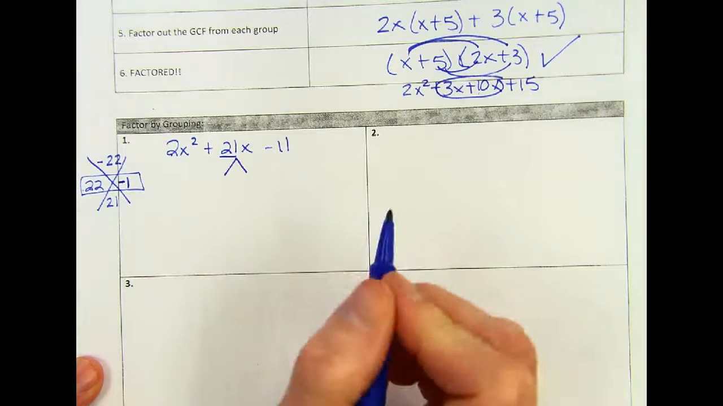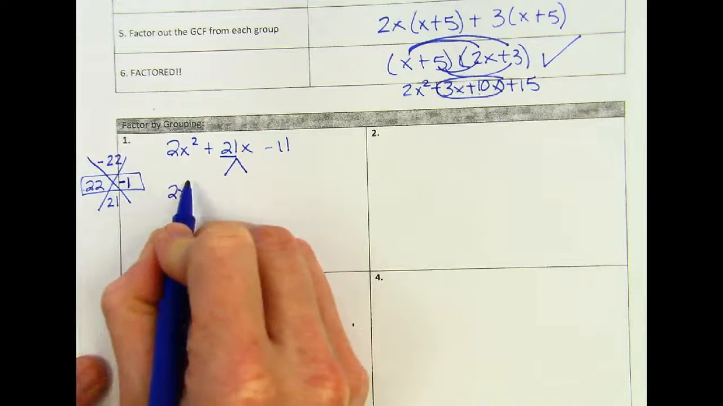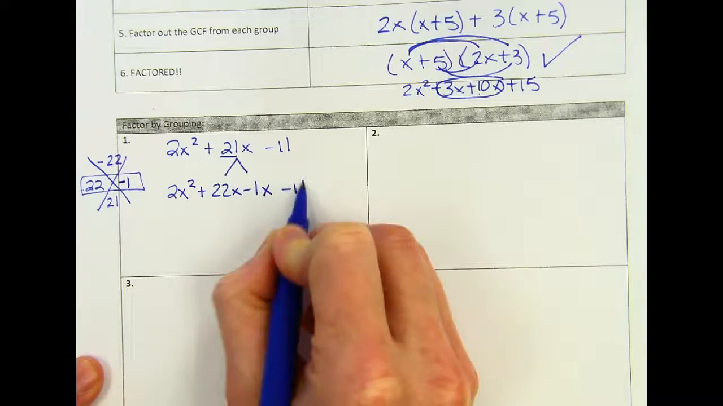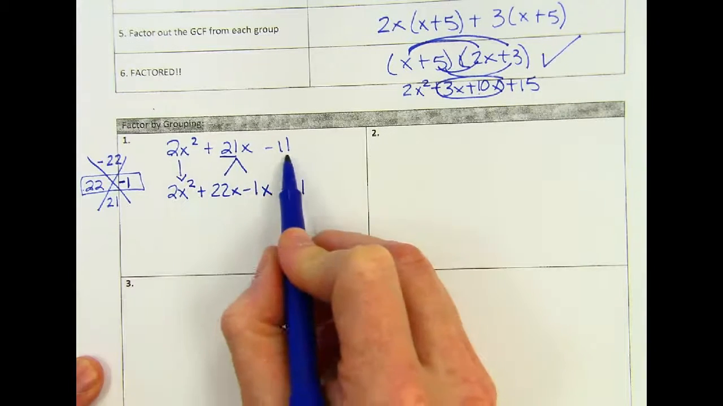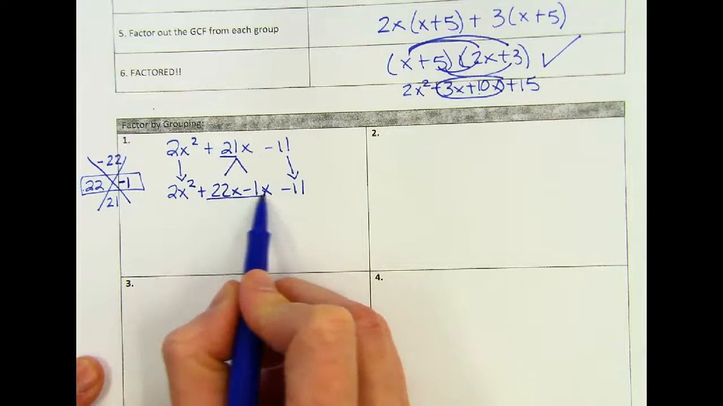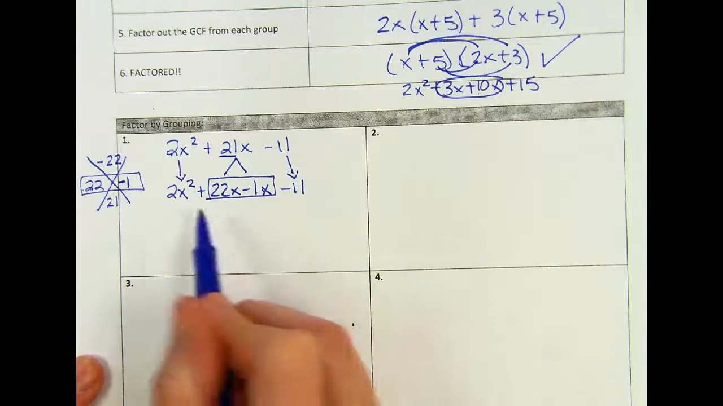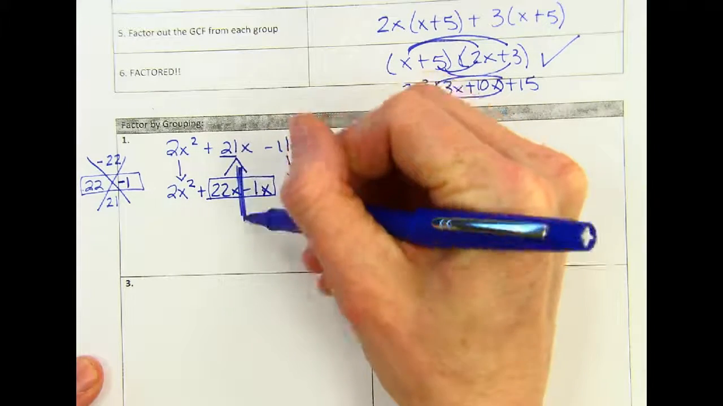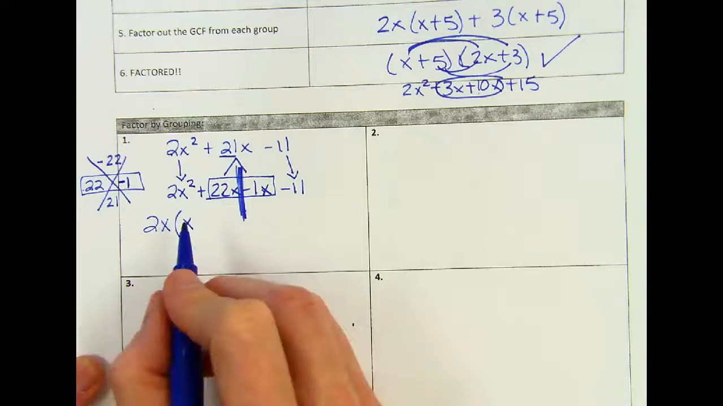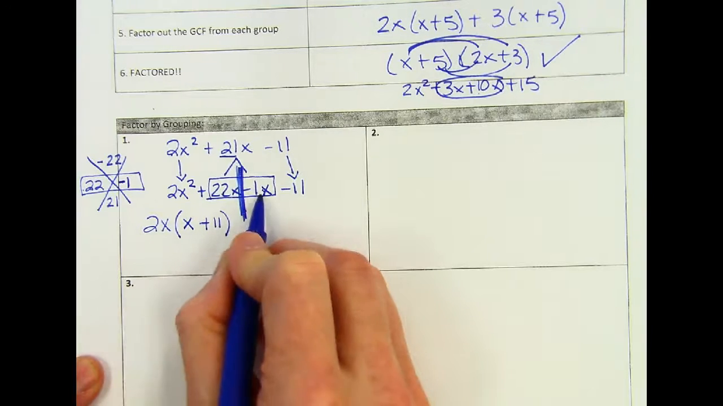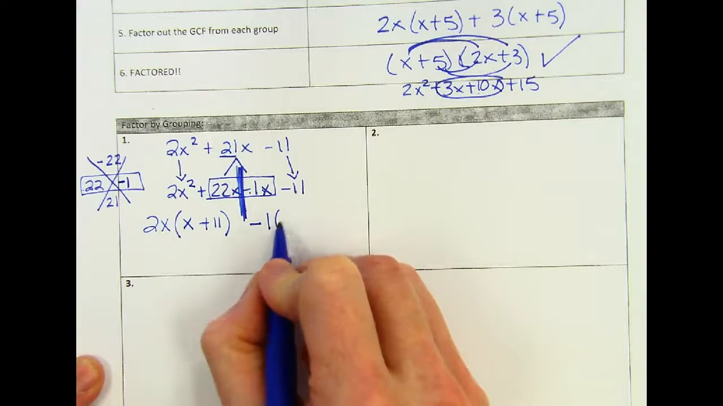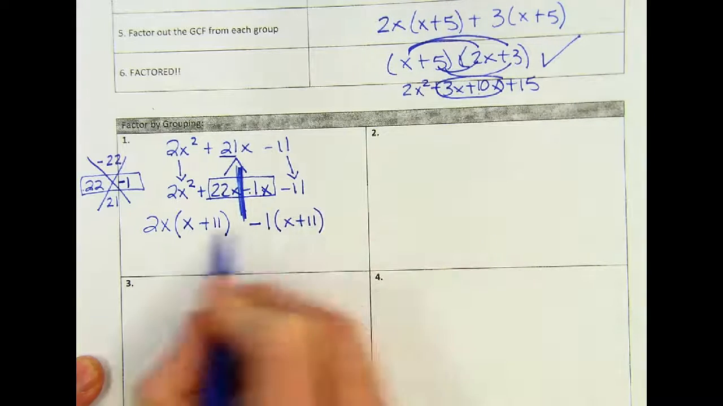So now we make an equivalent statement. We have a 2x squared plus a 22x minus an x minus 11. So this comes straight down, this comes straight down. Here, that splits up to give you a different way to express the 21. Now you have 4 terms. Now you group. So you take out a 2x. It is going to be an x plus 11. Here you take out a negative. Remember, this can never be negative. And it's going to be a negative 1. And it's going to be an x plus 11. We have a match.